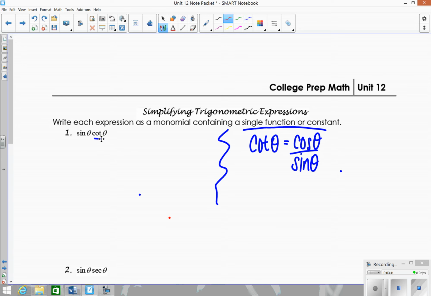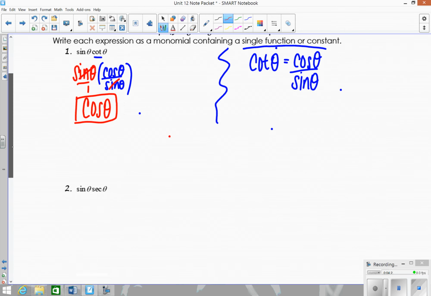Since I know cotan is equal to this, I'm going to rewrite sine of theta, and instead of writing cotan, I'm going to replace it with what it's equal to: cosine theta over sine theta. And then since sine theta is really over 1, that allows me to cancel these because it's sine theta divided by sine theta, which is just 1. And I'm left with just cosine of theta. That's as far as you can go with it. That's what it's asked us to do, is get it into a single function, and that is a single trig function, cosine of theta. So let's look at some other examples.